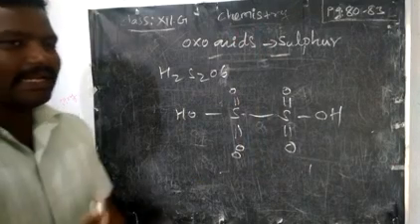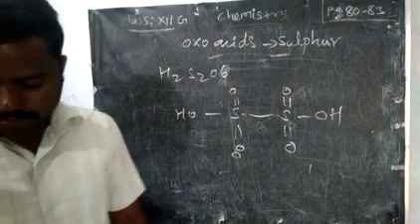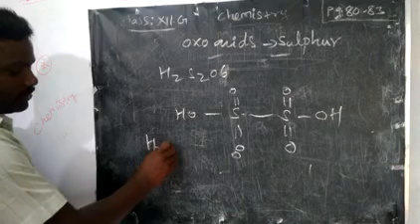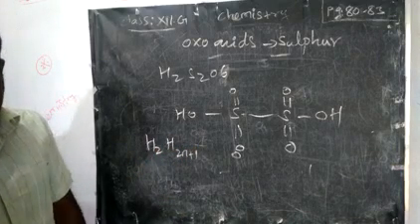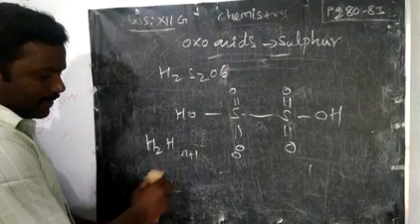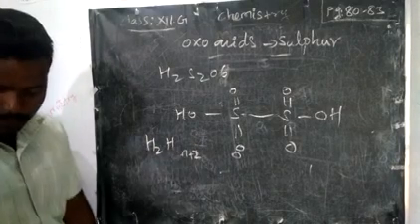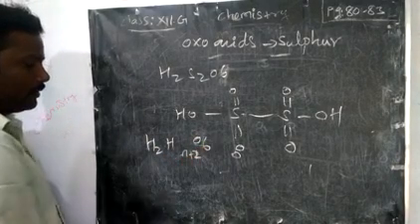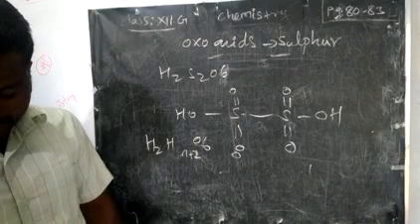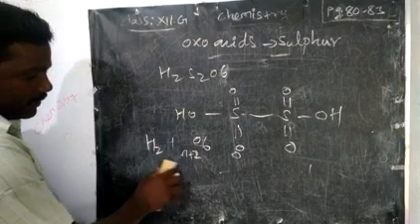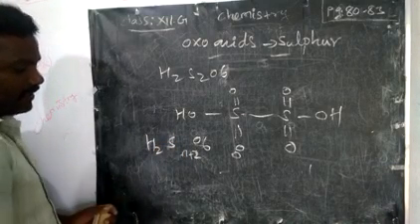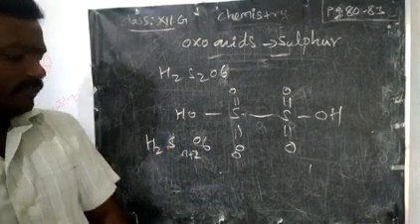Then polythionic acid, that means any number of sulfur may come. So we have the general formula H2SnO6. Here, what is the n value? Actually there's some mistake here, I hope. Depending upon the sulfur, we have to write.